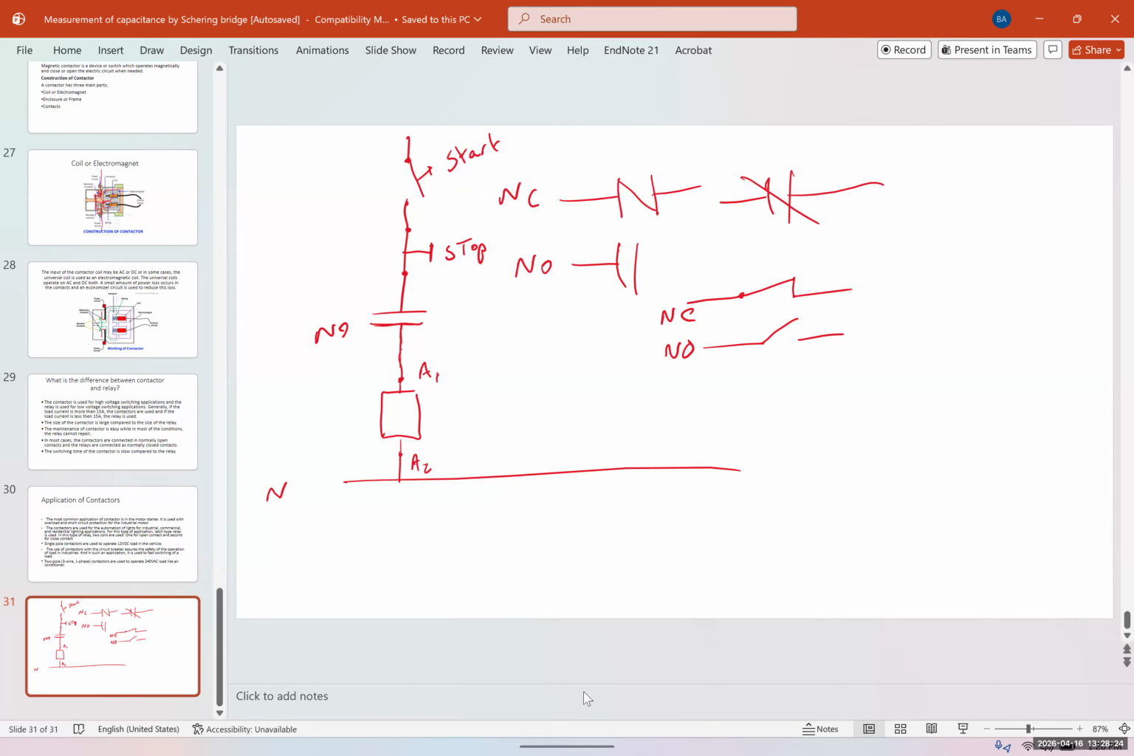Okay, now that I've explained all the parts, we're going to go downstairs and I'm going to show you a practical version of a contactor and how we connect them. Okay, thank you so much. That's the theory part for this.